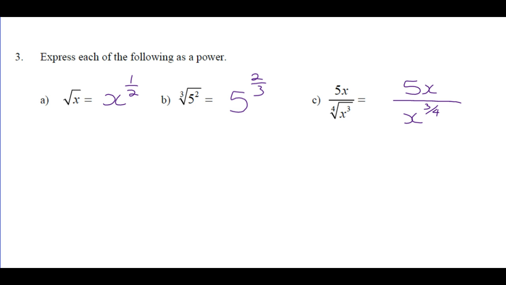Okay, we're changing that radical, 4th root, so the 4 goes on the bottom of x cubed, so the 3 goes up top. So it's 5x over x to the 3/4. I'm dividing powers with the same base, so I subtract the exponents. There's no number. If there's no number, it's a 1, right? So I got 1 minus 3/4. And 1 minus 3/4 is 1/4.